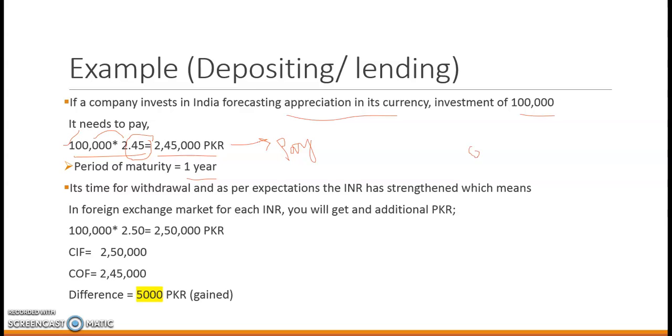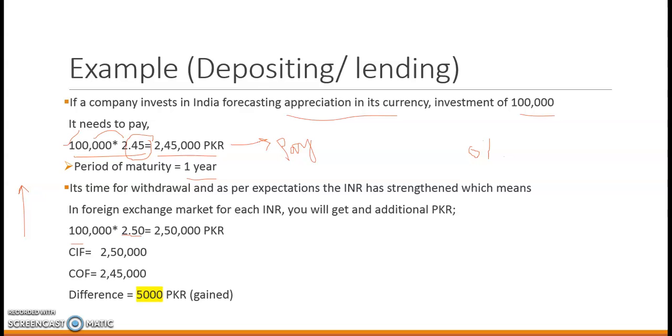For the sake of simplicity, I'm assuming again that the interest rate is 0%, so that we can focus on the basic working of how the amounts increase and decrease. Suppose that in the 1 year period the appreciation of the currency has happened, which means that the Indian rupee has risen in value, or strengthened against the PKR, which in other terms means that now for the same unit of Indian currency we need to pay 2.50 units to buy 1 unit of Indian currency.